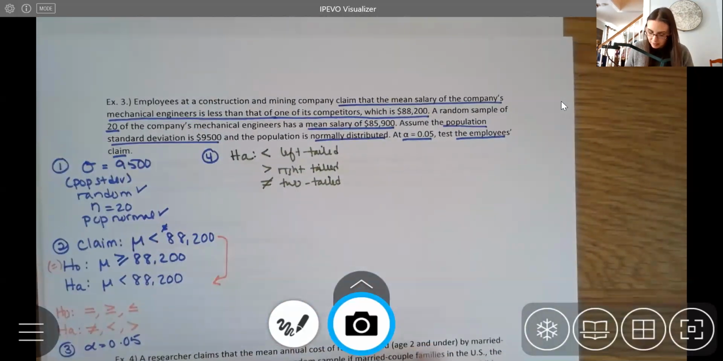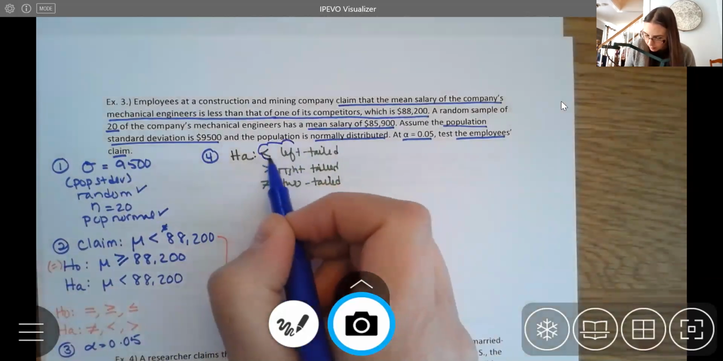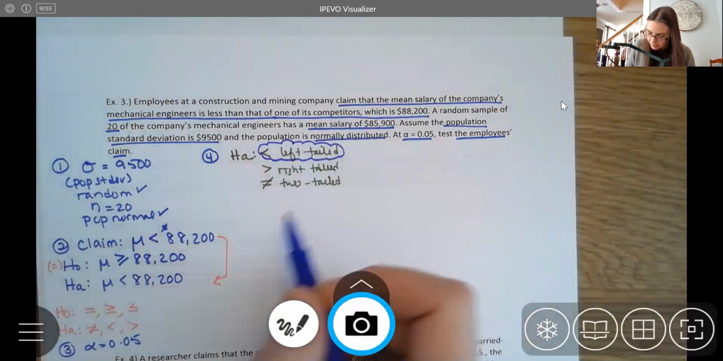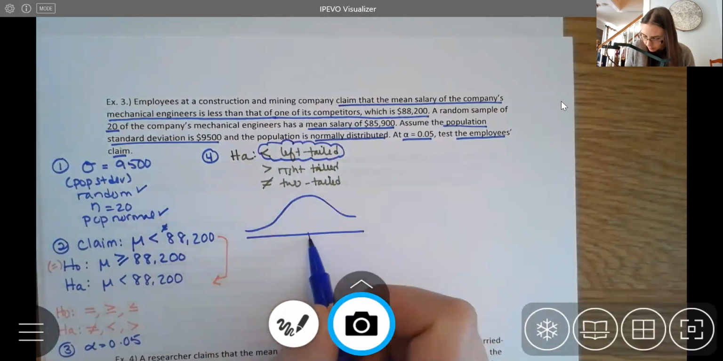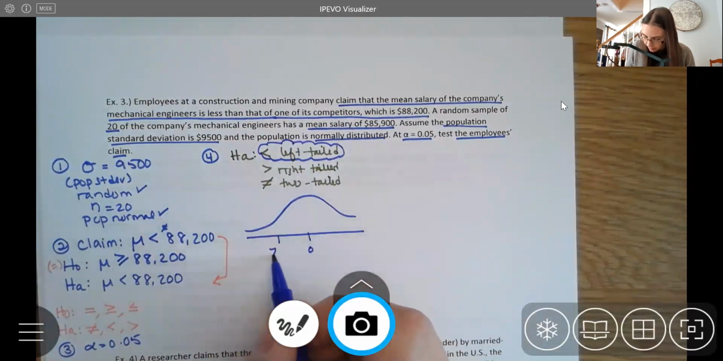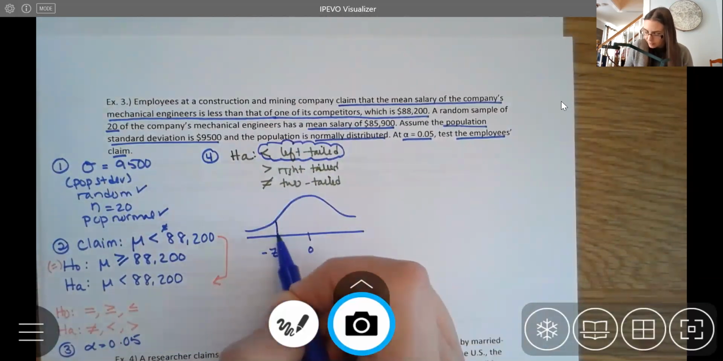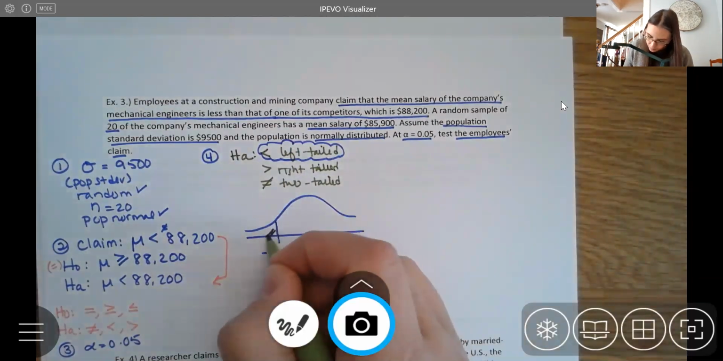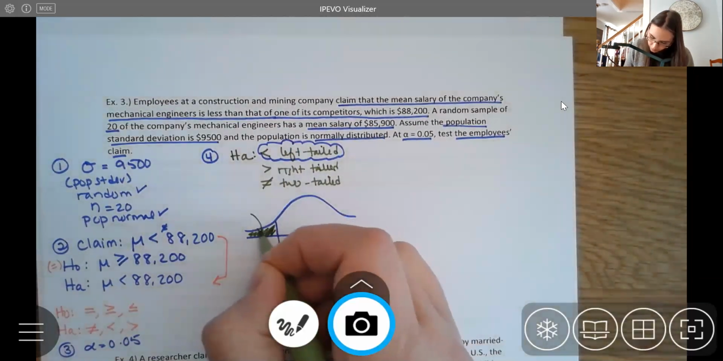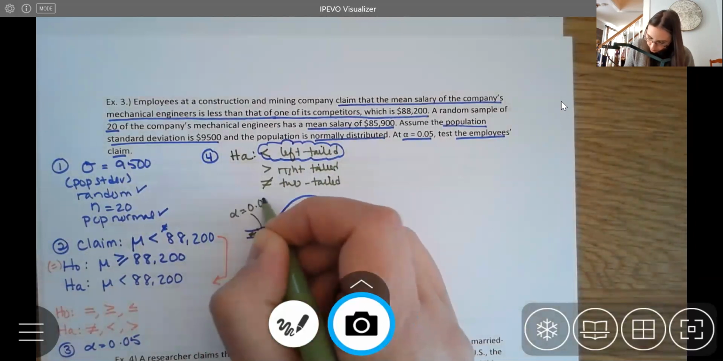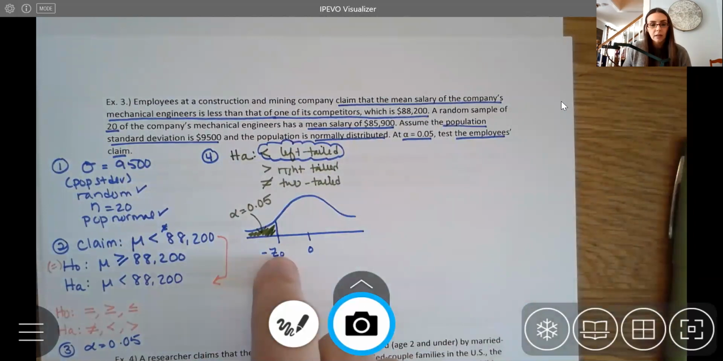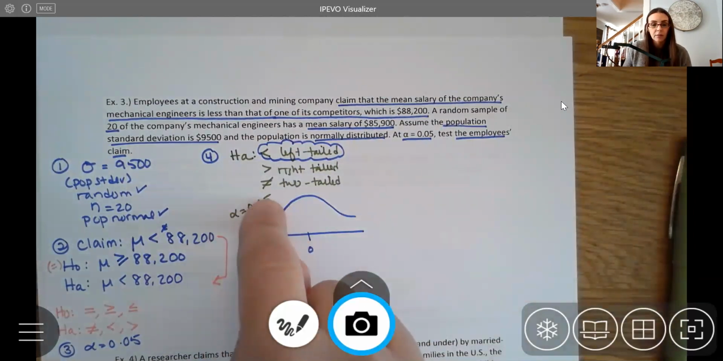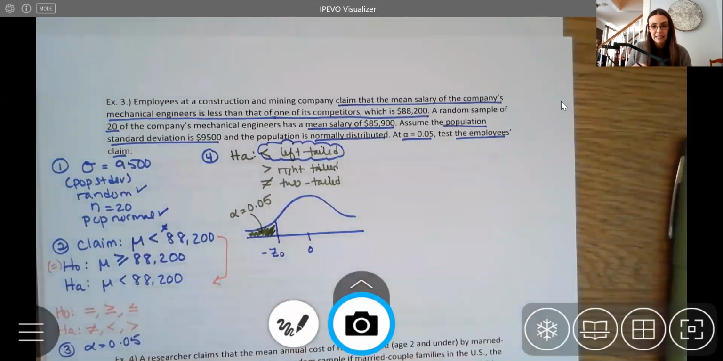Okay, so in this case, our claim has a less than, so we are doing a left-tailed test. So when I draw that picture, all my alpha then is going to be on the left. So I want to go ahead and find that value that helps me find this rejection region, right? So I need that Z value.